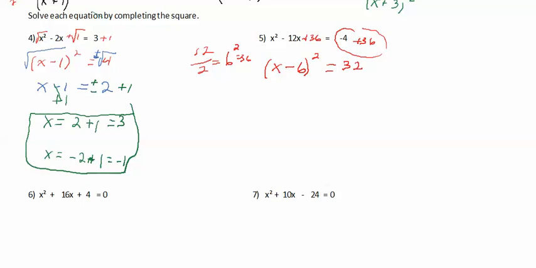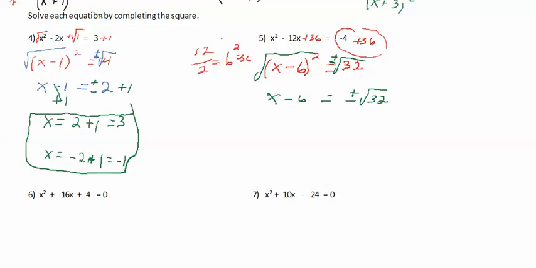The next step, take the square root of both sides. So if I take the square root of this, I end up getting rid of the square, plus or minus the square root of 32. So now I have x minus 6 is equal to plus or minus the square root of 32. That's not a perfect square, so I'm just going to leave that.